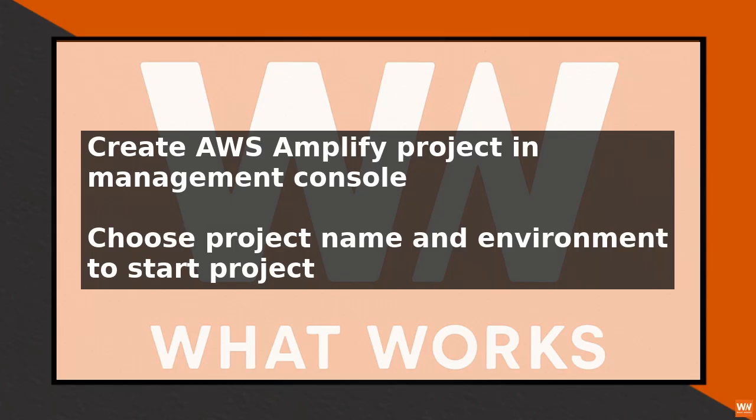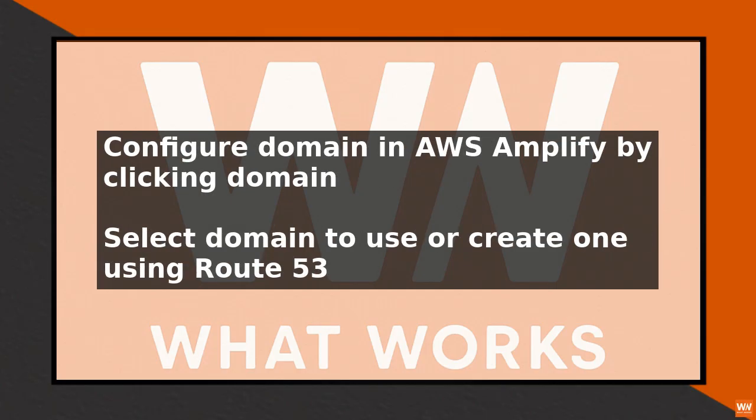Next, configure your domain in AWS Amplify by clicking on the Domain button and then click on Configure Domain. Enter your domain name and select the domain you want to use. If you don't have a domain, you can create one using AWS Route 53.